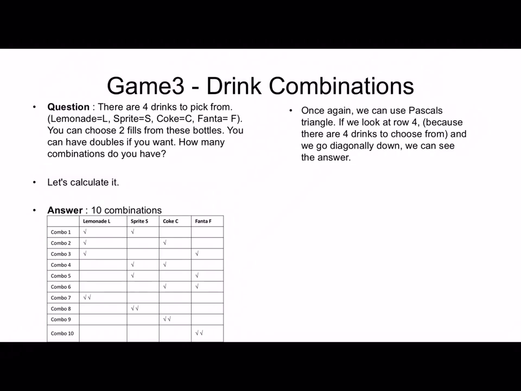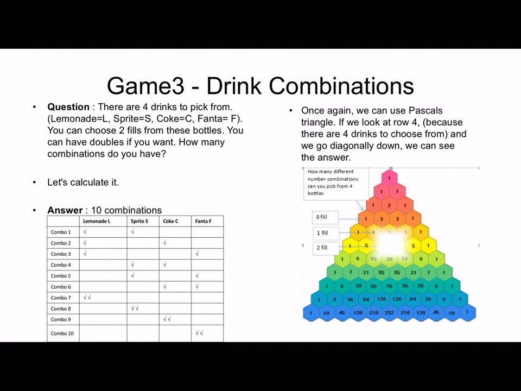Once again, we can use Pascal's triangle to figure it out. If we look at row 4, because there are 4 drinks to choose from, and we go diagonally down, we can see the answer. So the 1 is how many you can get from 0 fills. The 4 going diagonal is how many combinations you can get from 1 fill. And then the 10 is how many you can pick from 2 fills, which is what we worked out in the table. And so if someone just asked you how many you can get from 3 fills, you can automatically say 20.